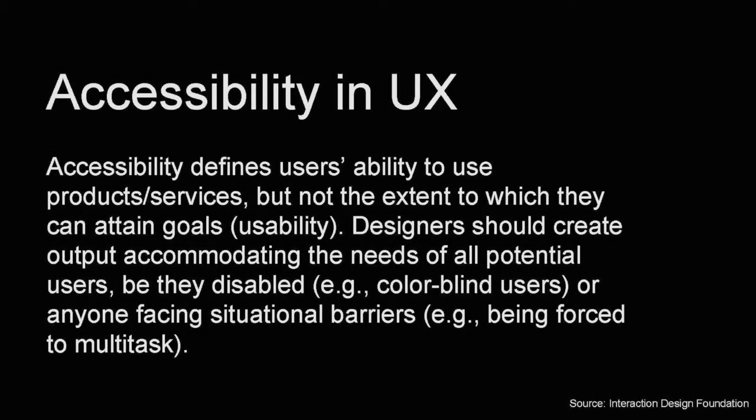So the topic for this evening is accessibility in UX. Accessibility defines users' ability to use products and services, but not the extent to which they can attain goals, because that word is taken, that's usability. Designers should create output accommodating the needs of all potential users, be they disabled, such as colorblind users, or anyone facing situational barriers. For example, anyone being forced to multitask. So that's kind of everybody.